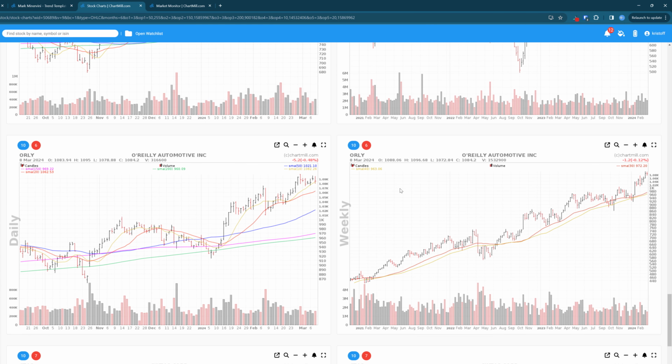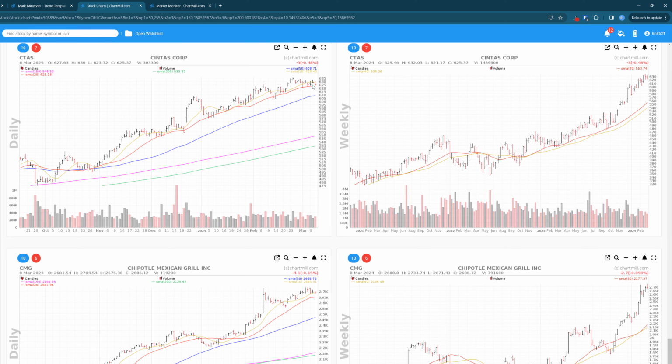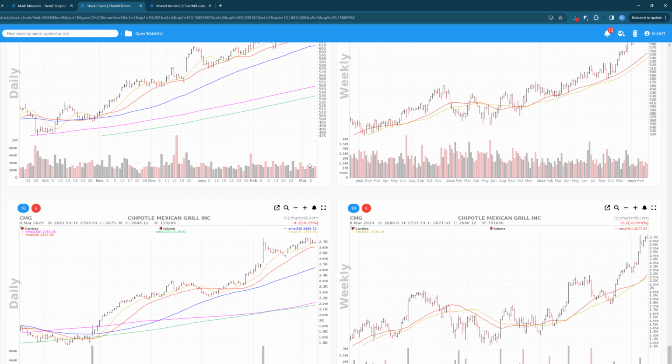O'Reilly Automotive, again, tight price action, retesting the SMA 10. Cintas Corporation, the same. Price holding up between the 20 and 10 SMA. And the last one, Chipotle Mexican Grill. Tight price action, volume drying up, retesting the SMA 10. So although it already showed a very strong up move on the weekly, it doesn't mean it can't go higher.